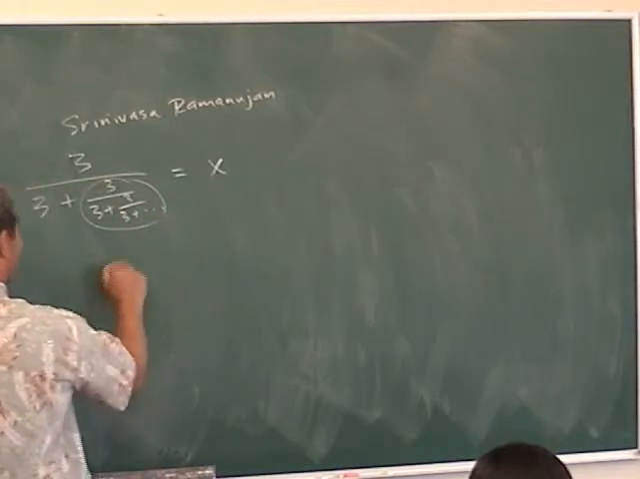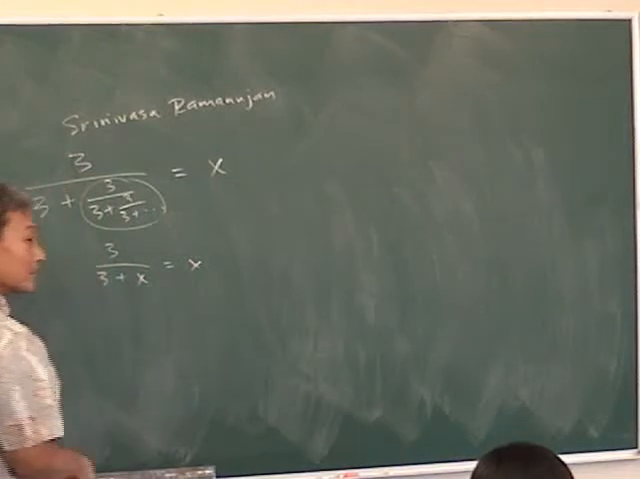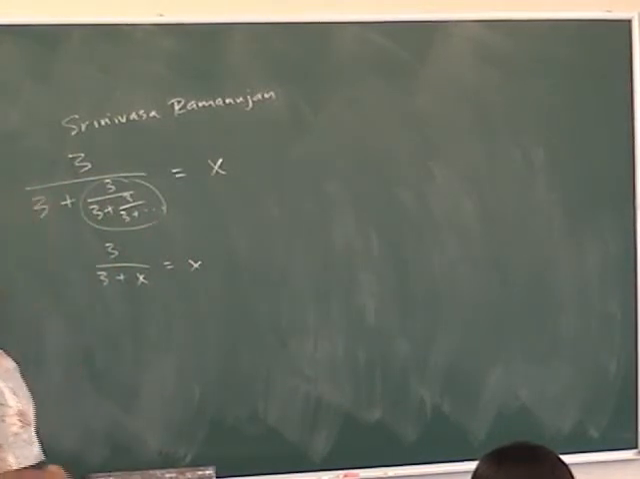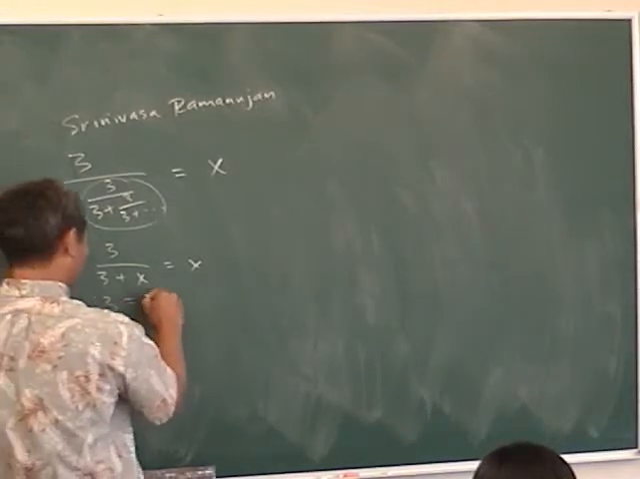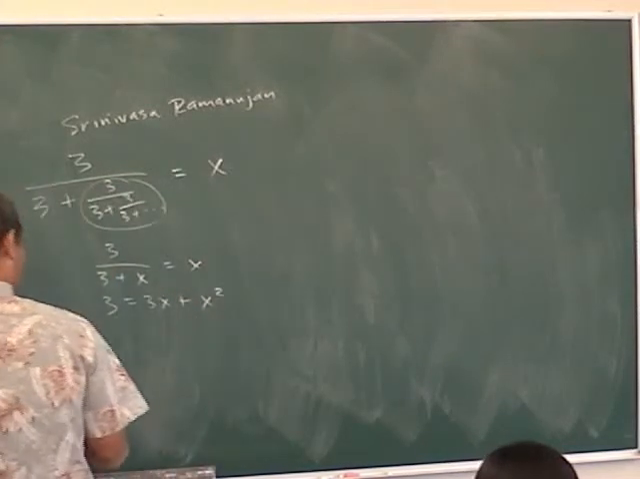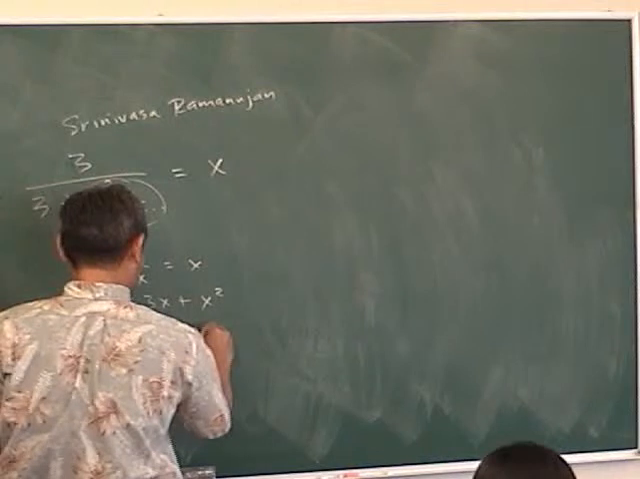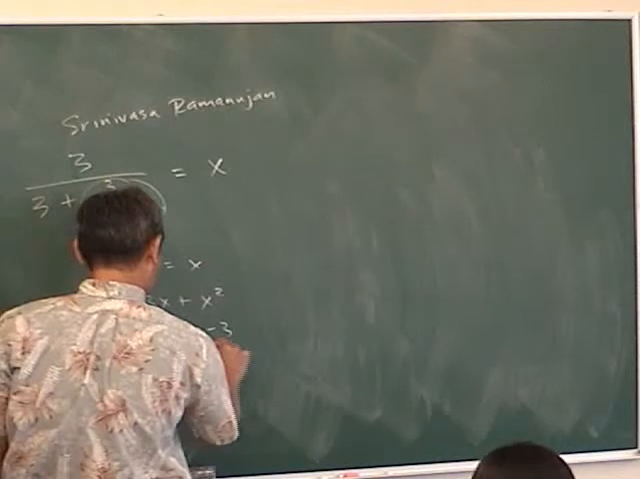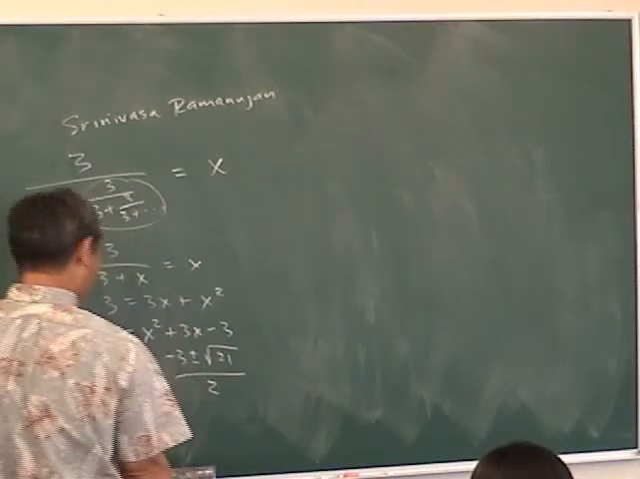So this equation now becomes 3 over 3 plus x equals x. And you can do this because it goes on forever. If it didn't go on forever, you couldn't do it. And then now all you gotta do is solve this quadratic equation, cross multiply. So 3 equals 3x. That was a bad number to pick, 3. Who picked 3? So it's a quadratic equation, x squared plus 3x minus 3. Now we gotta use the quadratic formula. x equals negative b plus or minus the square root of b squared minus 4ac, 21 all over 2. Did I do that correctly?